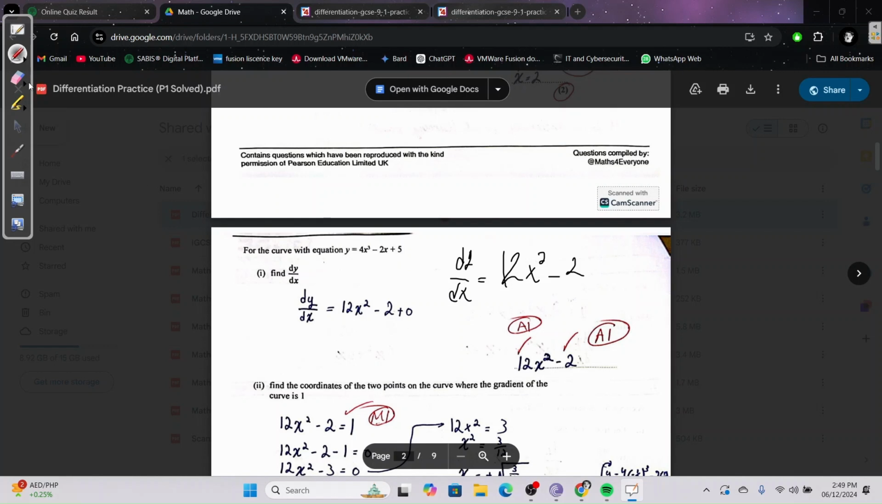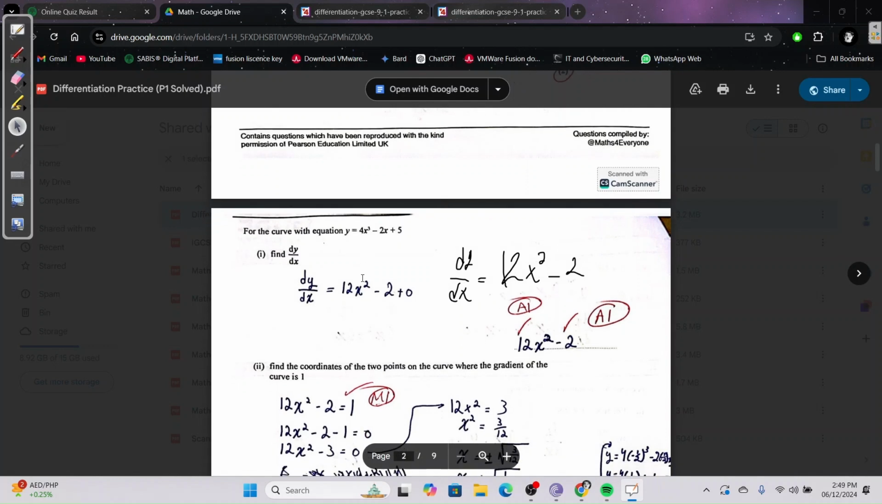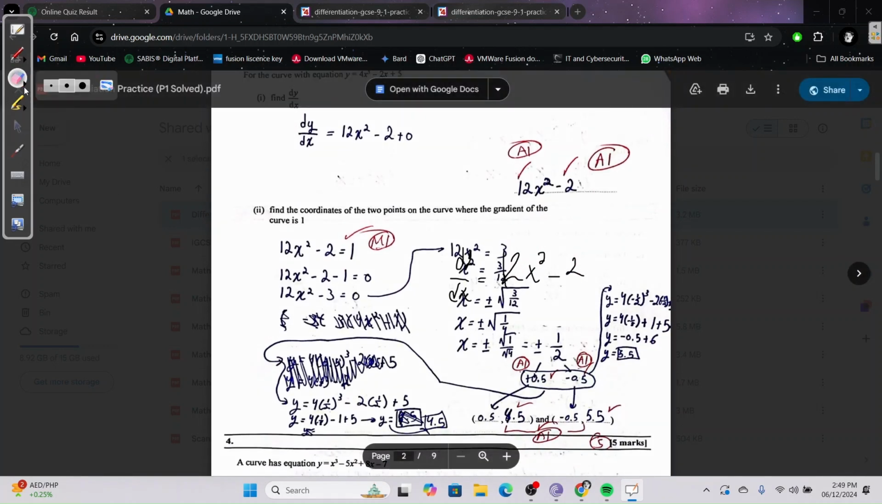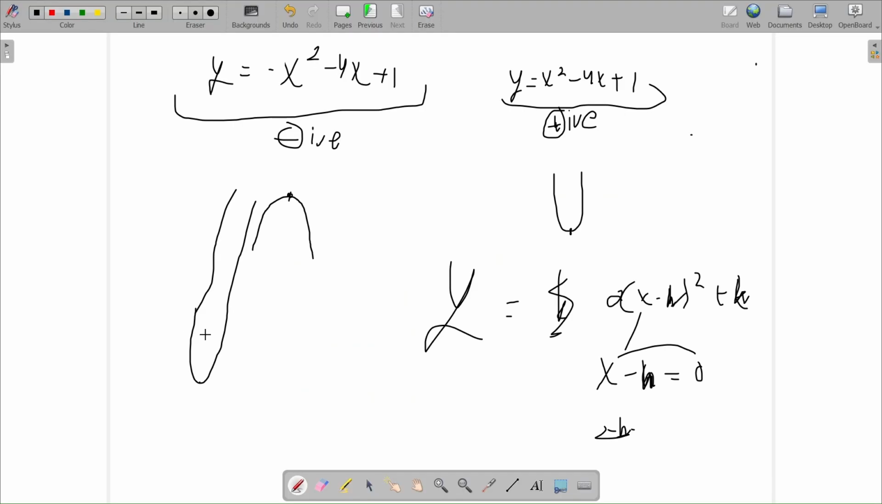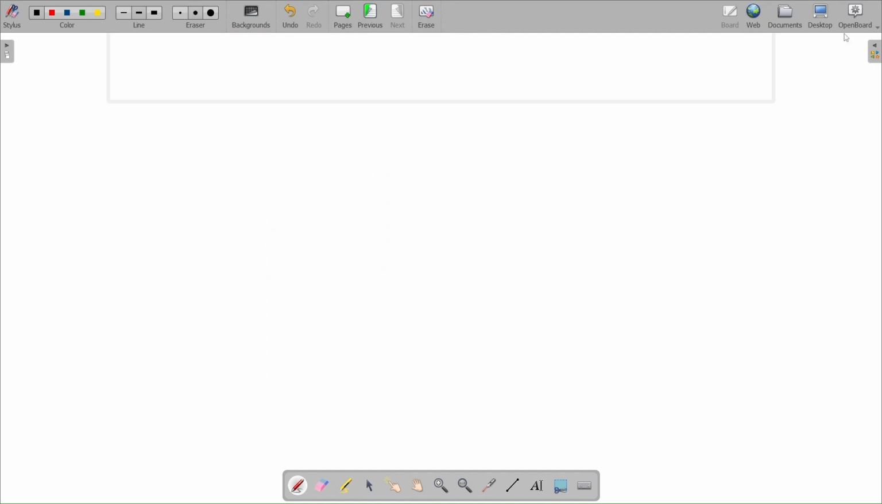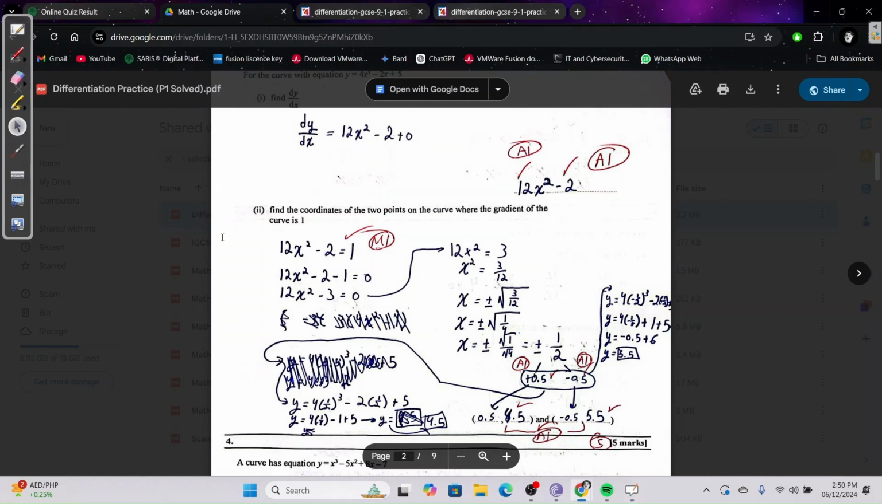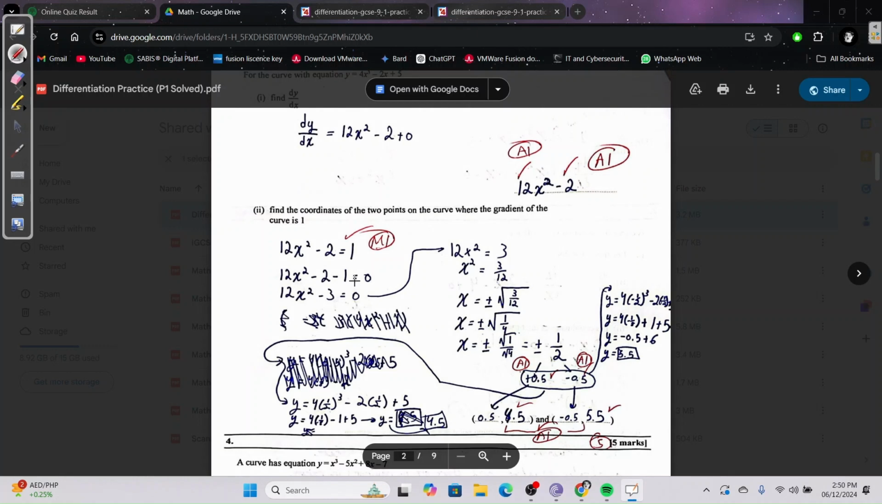Find the coordinates of the 2 points on the curve where the gradient of the curve is 1. Similar to what we did, but instead of substituting dy by dx equals 0, dy by dx is going to equal 1. So the derivative is going to be equal to 1. So 12x squared minus 2 is equal to 1. So 12x squared minus 2 minus 1, you turn it into the quadratic equals 0.